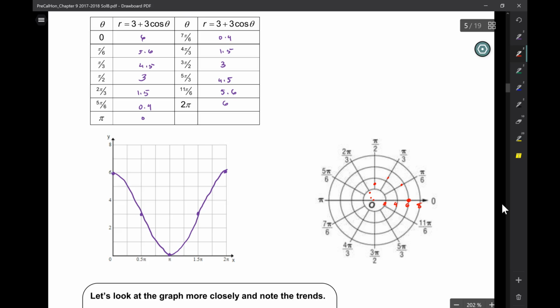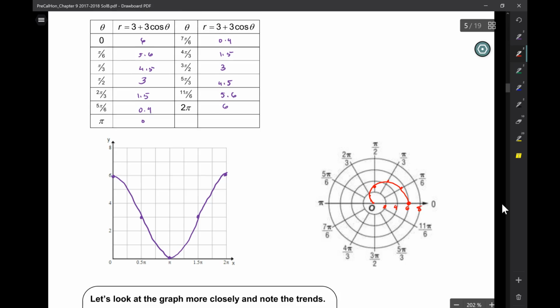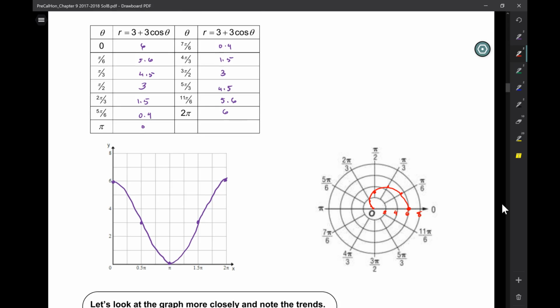Okay, so if I trace this, take a look at what's happened. You see how it curved in? So I have a big radius, smaller, smaller, smaller. It curves into itself. Okay, now the bottom is going to be symmetric, going in the opposite direction. At 7 pi over 6, it's 0.4. And then it's 1.5. And then it's 3. Wait a minute. 3. And then it's 5 pi over 3, 4.5.